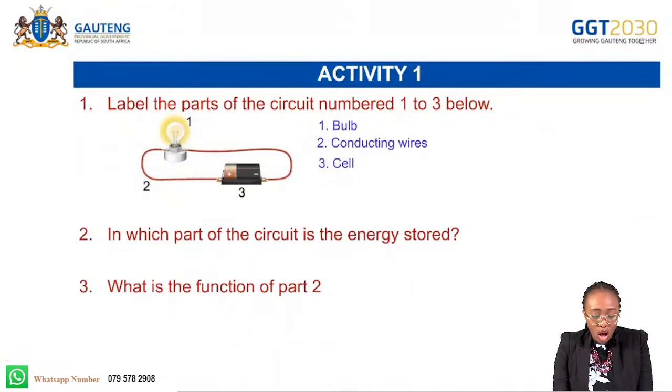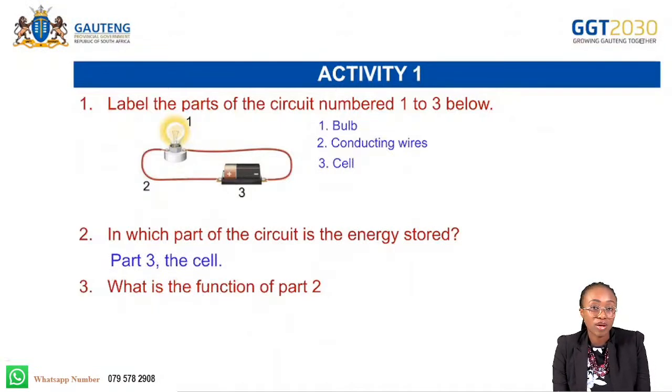Number 2, in which part of the circuit is energy stored? Energy is stored in part 3, the cell. That is where energy is stored. What is it? It is chemical energy. Remember, we said it is chemical energy.